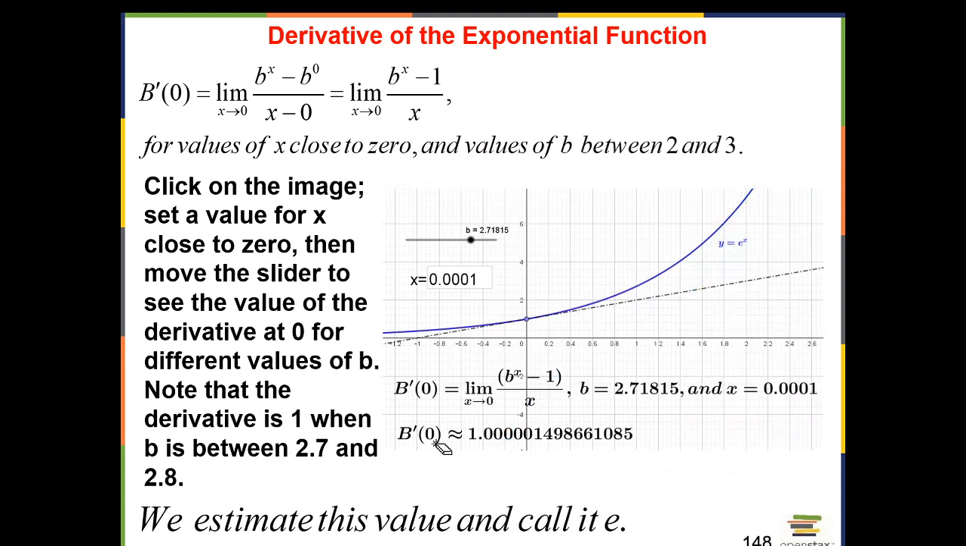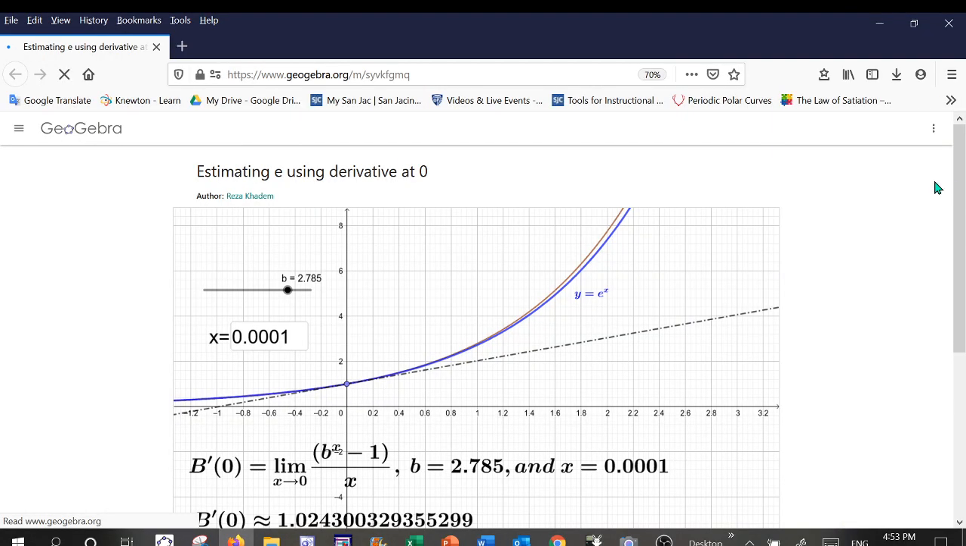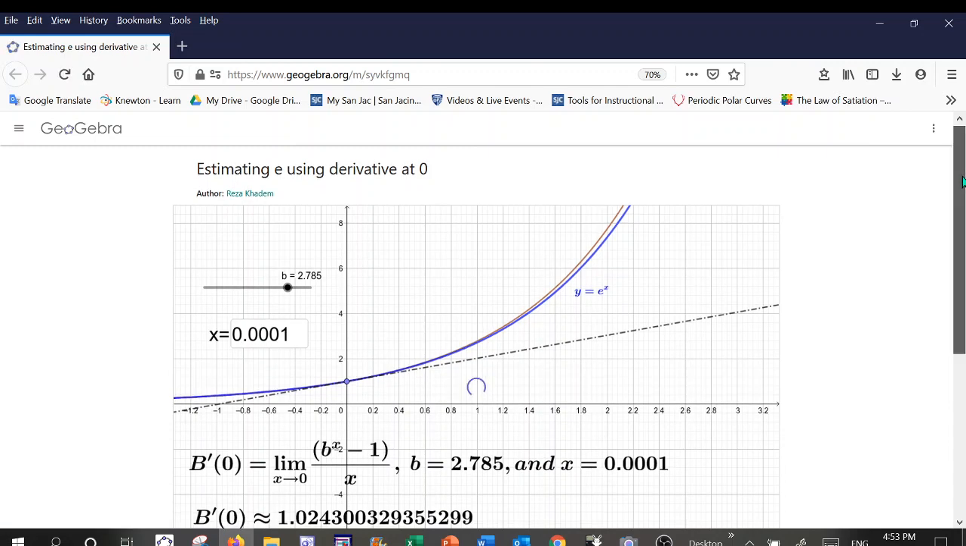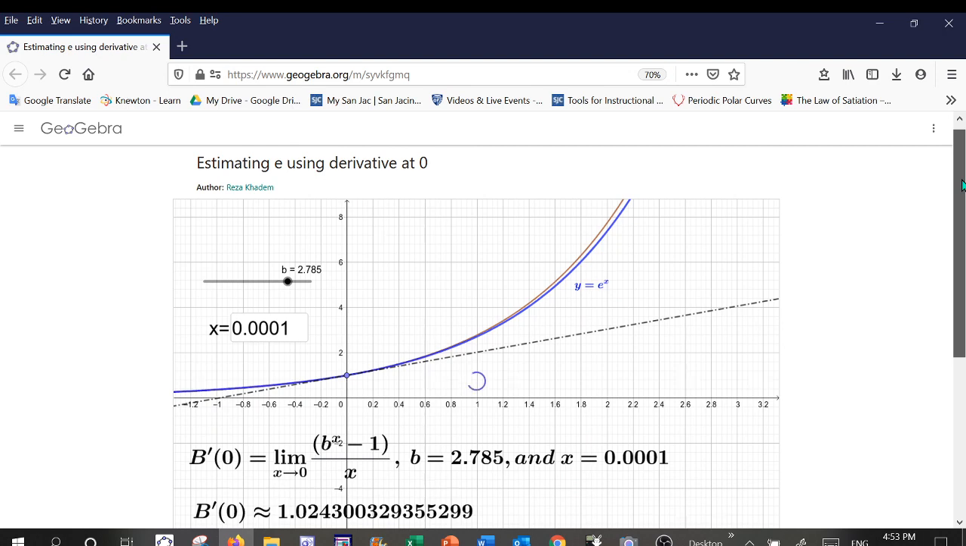Okay, so here, again, I'm going to take you to that website, the GeoGebra website. And what I'm going to do is this. I'm going to wait for this to load.